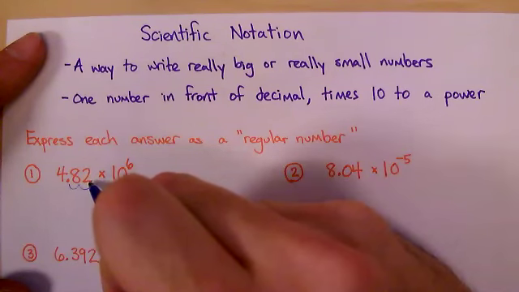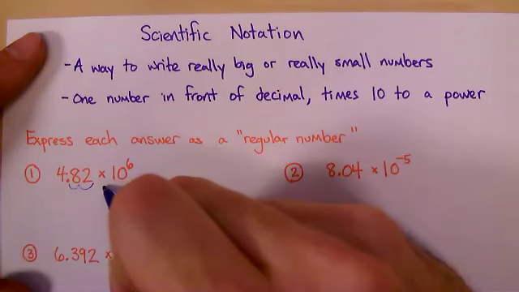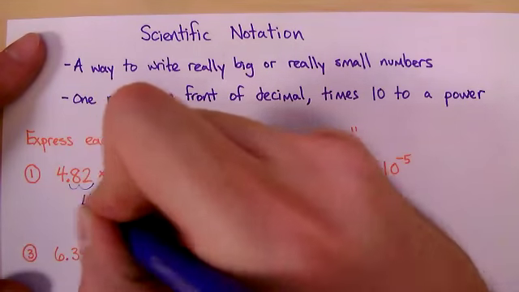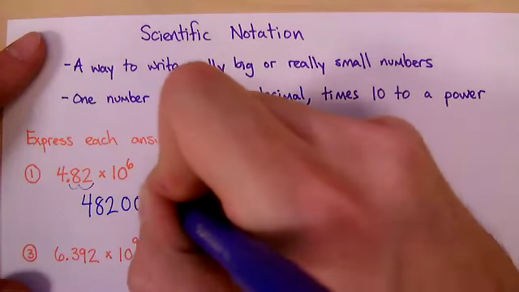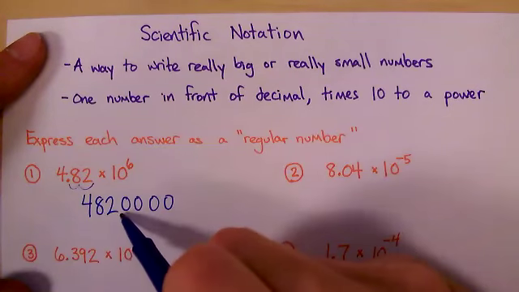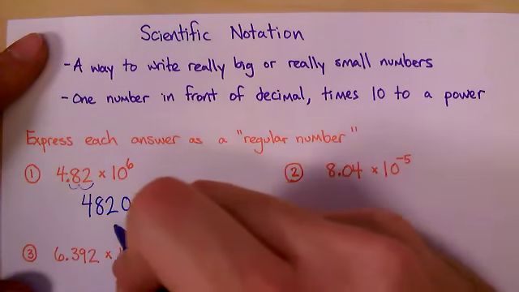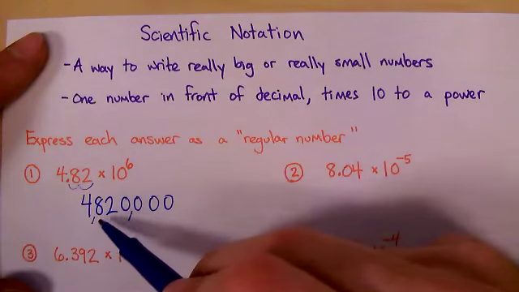I moved it 2 spots. I have to go 6. That means there's going to be 4 zeros on the end of this number. So what I'm going to have is 482 with 4 zeros on it, because altogether it's got to be 6 spots. I need 4 more for the zeros. And I'll put commas after every 3 numbers just to make it easier to tell what's what. So it's 4,820,000.